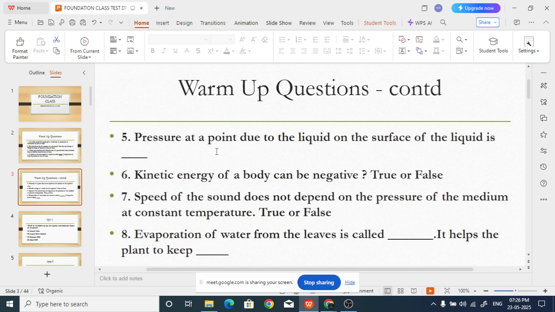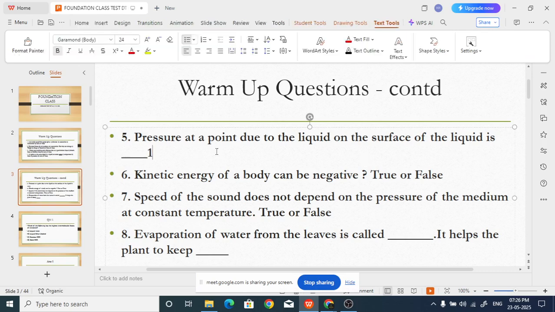Suppose the options are given like this. First option is 9.8. Second option is infinity. Third option is 0. Fourth option is cannot be determined. So now you tell me which is the right answer.